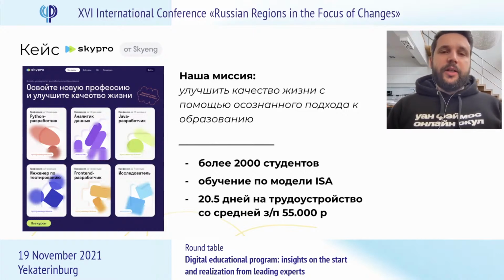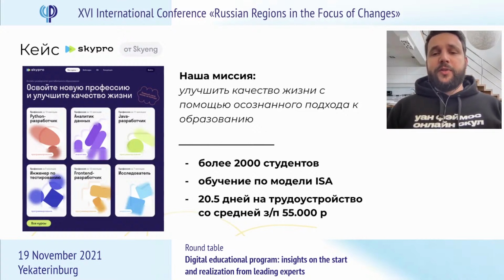We are using the ISA model. So the student doesn't pay anything upfront. The student pays us after they find employment if they get a salary of more than 55,000 rubles. So that's a low risk investment in yourself. And the data and approaches I'm going to share now give our graduates an opportunity to find a job in 20 days. And the average salary is 55,000 rubles.